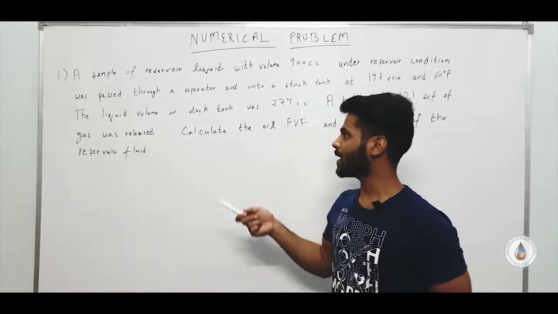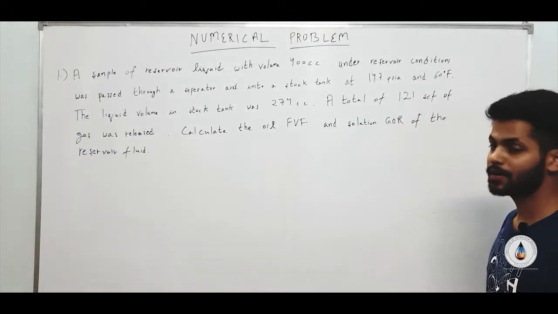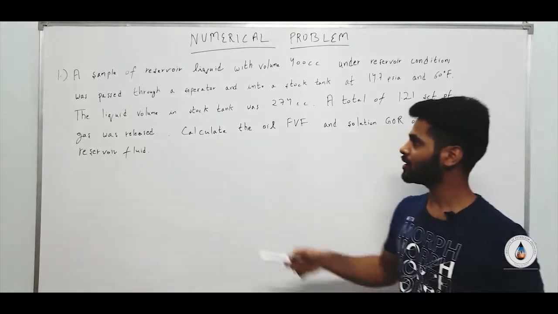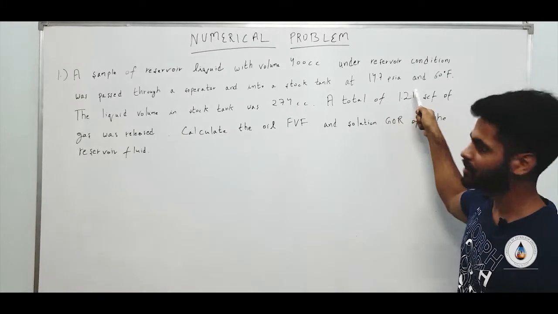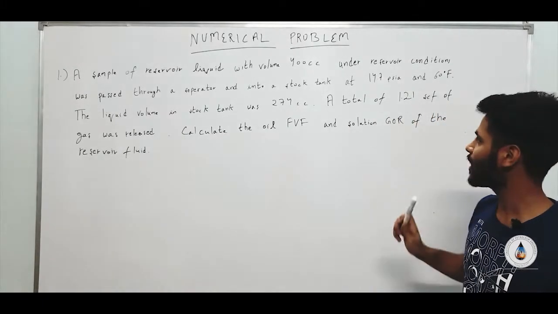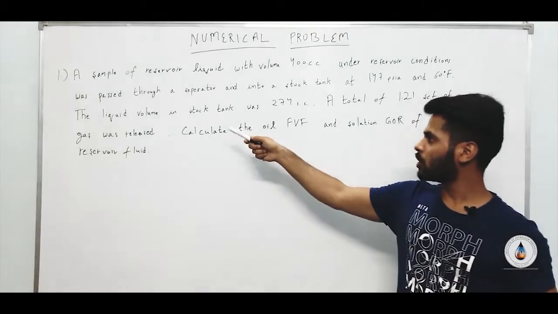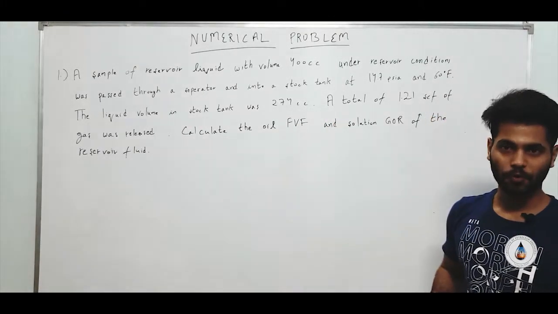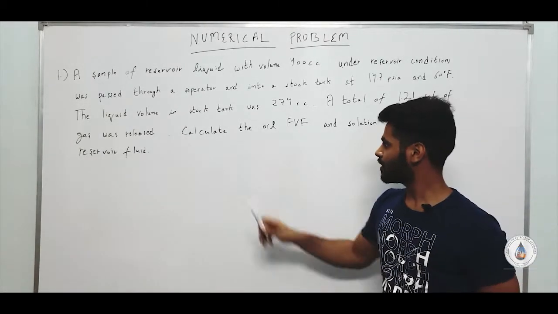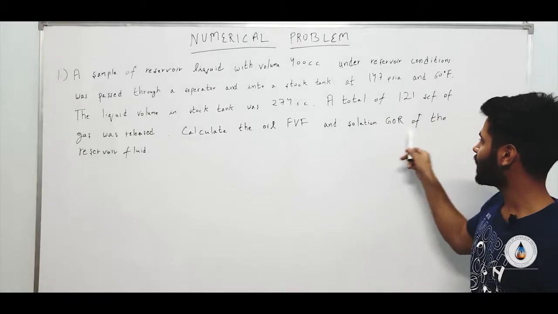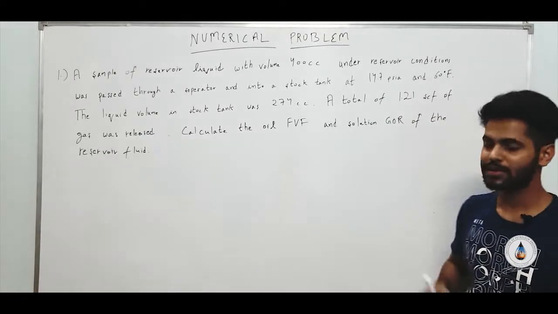According to the numerical, it has been given that a sample of reservoir liquid with volume of 400 cc under reservoir condition was passed through a separator and into a stock tank at 14.7 psia and 60 degree Fahrenheit, which are the basic standard surface conditions. The liquid volume in stock tank was 274 cc. The total of 1.21 SCF of gas was released. Calculate the oil formation volume factor and solution GOR, which is basically the gas solubility of the reservoir fluid.